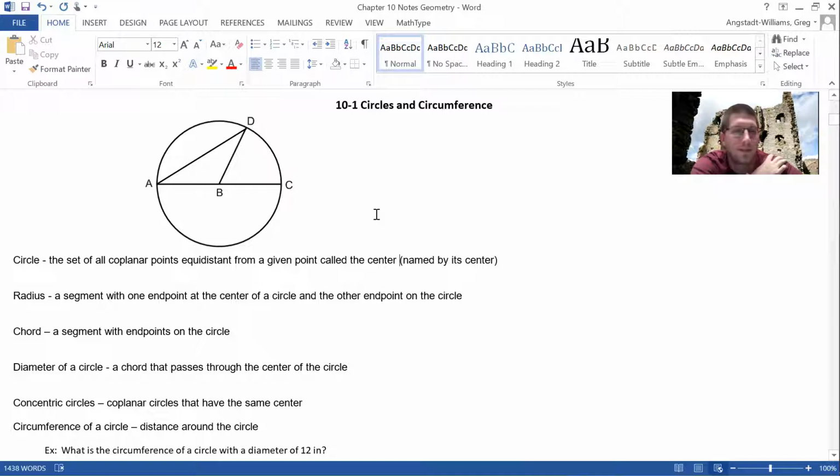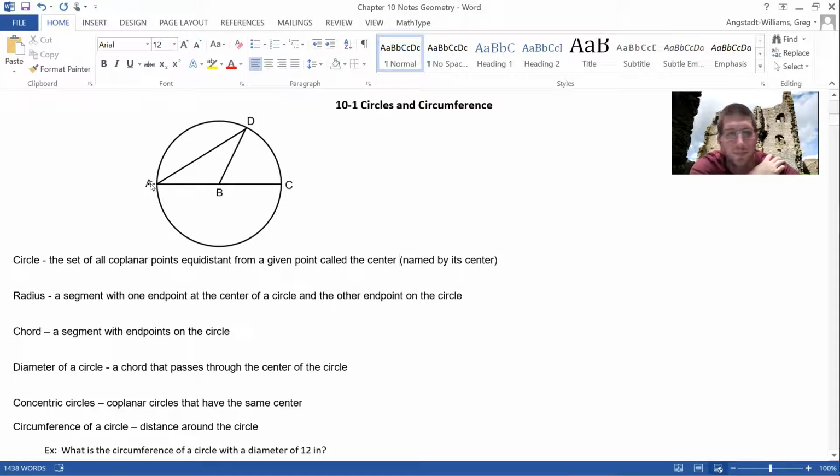A chord is a segment with endpoints on the circle. So if you look here, right, point A is on the circle, point D is on the circle, so line segment AD would be a chord. The diameter of a circle is a chord, but it has to pass through the center of the circle. So points A and C are on the ends of the circle, so it would be a chord, but because it goes through the center, point B, it's a special type of chord called the diameter. The diameter, just so happens, you can see, is twice the length of a radius because it's two radii that make up the diameter.